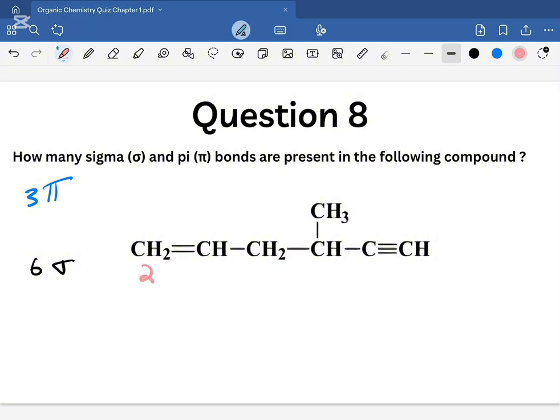For this one, we're going to have 1. For this one, we're going to have 2. For this one, we're going to have a 1, 3 for this one. And this one is not connected to any hydrogens, so we already accounted for the sigma bonds. And this one, we have 1 sigma bond. So if you add these, we're going to get 2 plus 1, 3 plus 3, 6, 8, 9, and 10. So we also have an extra of 10 sigma bonds. Therefore, we're going to get 3 pi bonds and 16 sigma bonds for this compound.